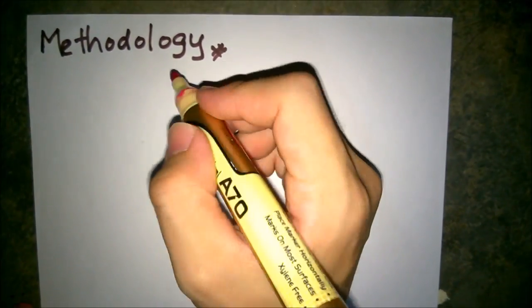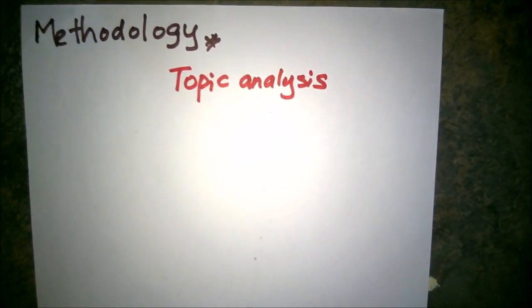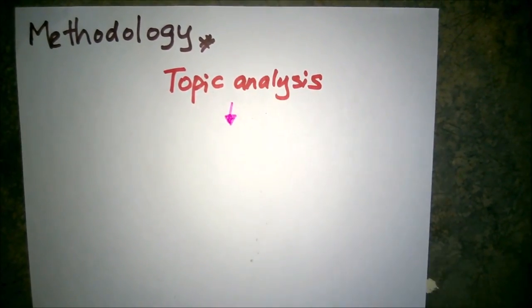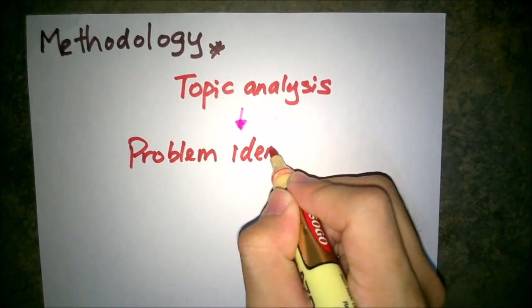Let's start with the first one, which is methodology. The first step would be topic analysis. Here, we analyze the topic and the requirements that we need to fulfill in order to complete our project. The next one would be problem identification.